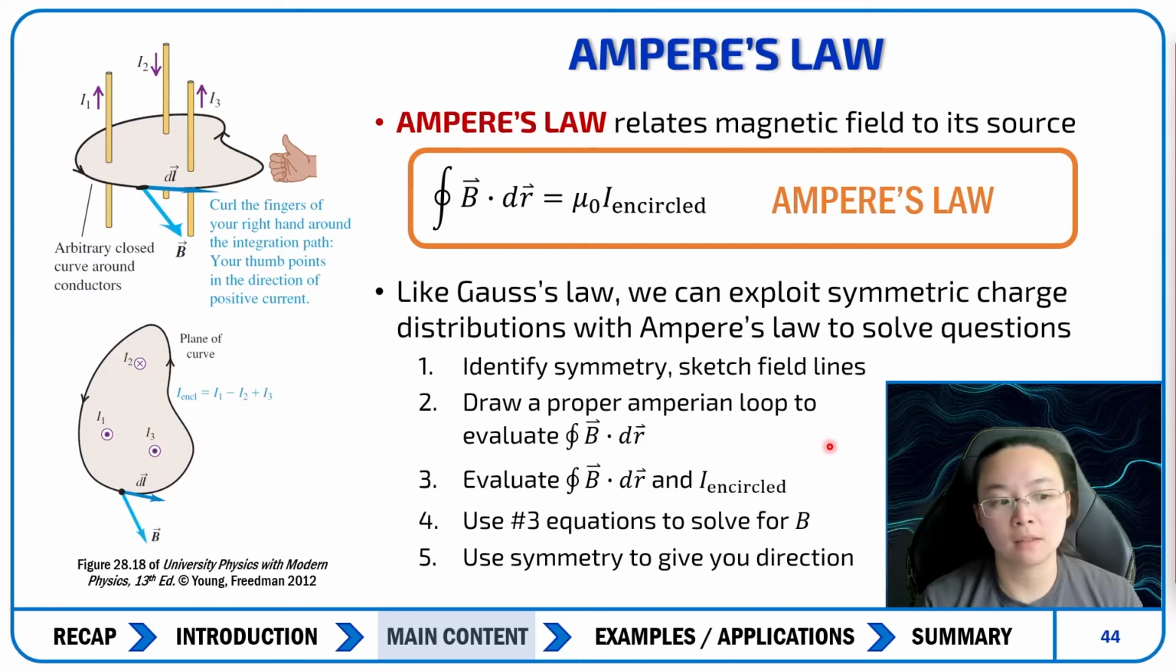Once again, just like Gauss's law, we have to take a look at symmetry. In this case, we look at symmetry as well, so that we can factor out B, and then have the integral of dr as the total length of the path. Afterwards, we can look at either this scenario here or this scenario here, depending on which one you're more comfortable with. We can use symmetry to give us the direction of the magnetic field.